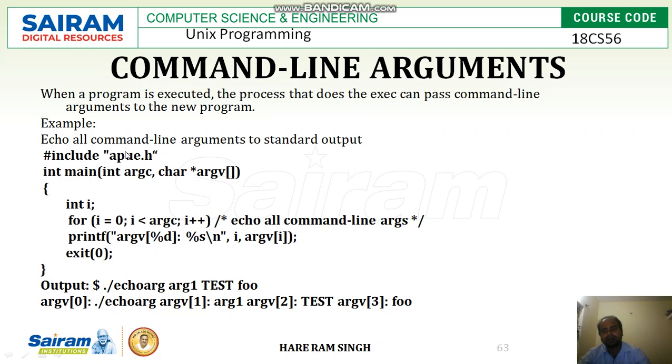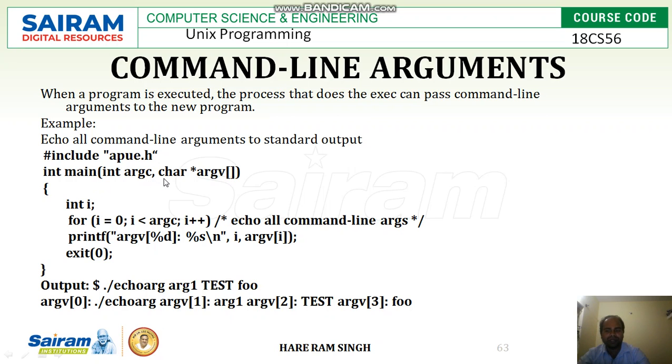So let us see how to echo all command line arguments to standard output. Using the command line arguments, we have written this program which will display all the arguments passed through the command line. So we are writing #include <apue.h>. Here it has some necessary header files.